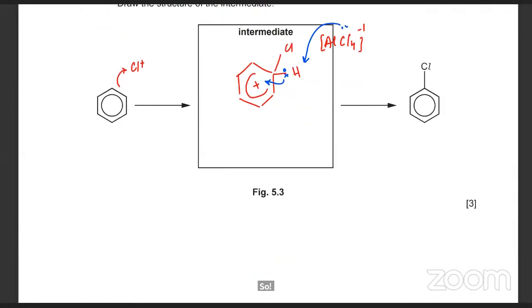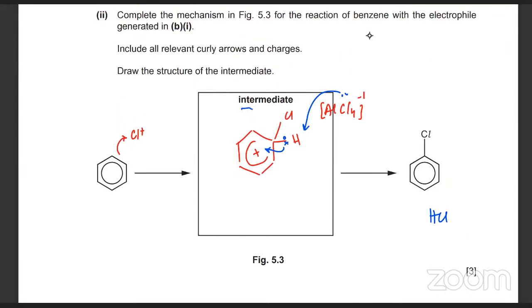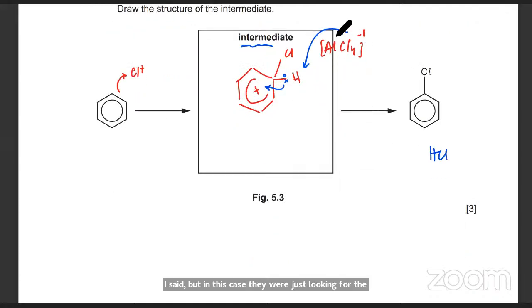सर इसका बाई प्रोडक्ट HCl नहीं बनेगा. हाँ, यहाँ पे HCl बनेगा. अच्छा, but in this case, they were just looking for the intermediate. That's it. ठीक है, so you don't really have to. I mean, if I show you the mark scheme, it's probably going to be just the intermediate.